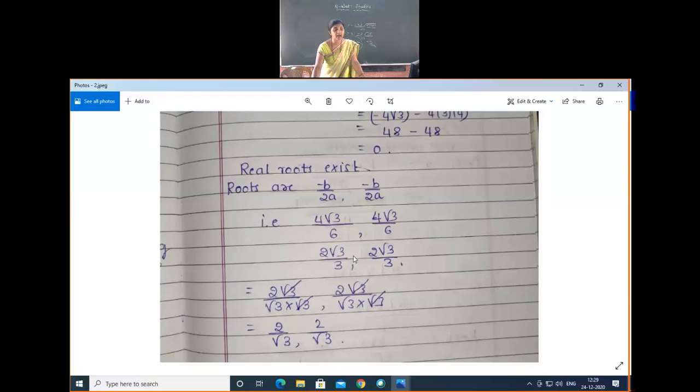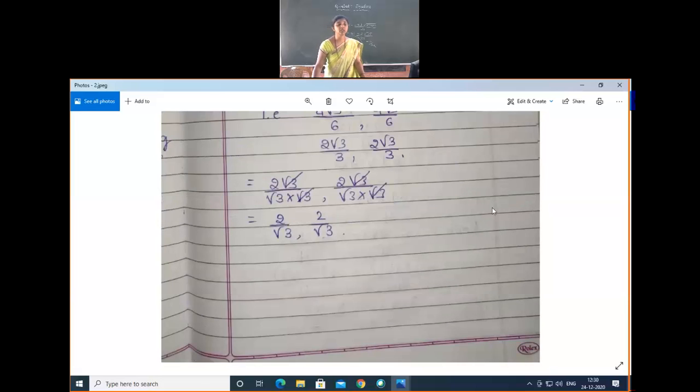Then substitute just b and a values. Then you will get the answer 2 root 3 divided by 3, and 2 root 3 divided by 3. Here 3 you can write in the form of root 3 into root 3. So 2 root 3 you take as it is, divided by root 3 into root 3. Root 3 gets cancelled, here also root 3 gets cancelled. So 2 divided by root 3, and here also 2 divided by root 3. So the roots are 2 by root 3 and 2 by root 3.